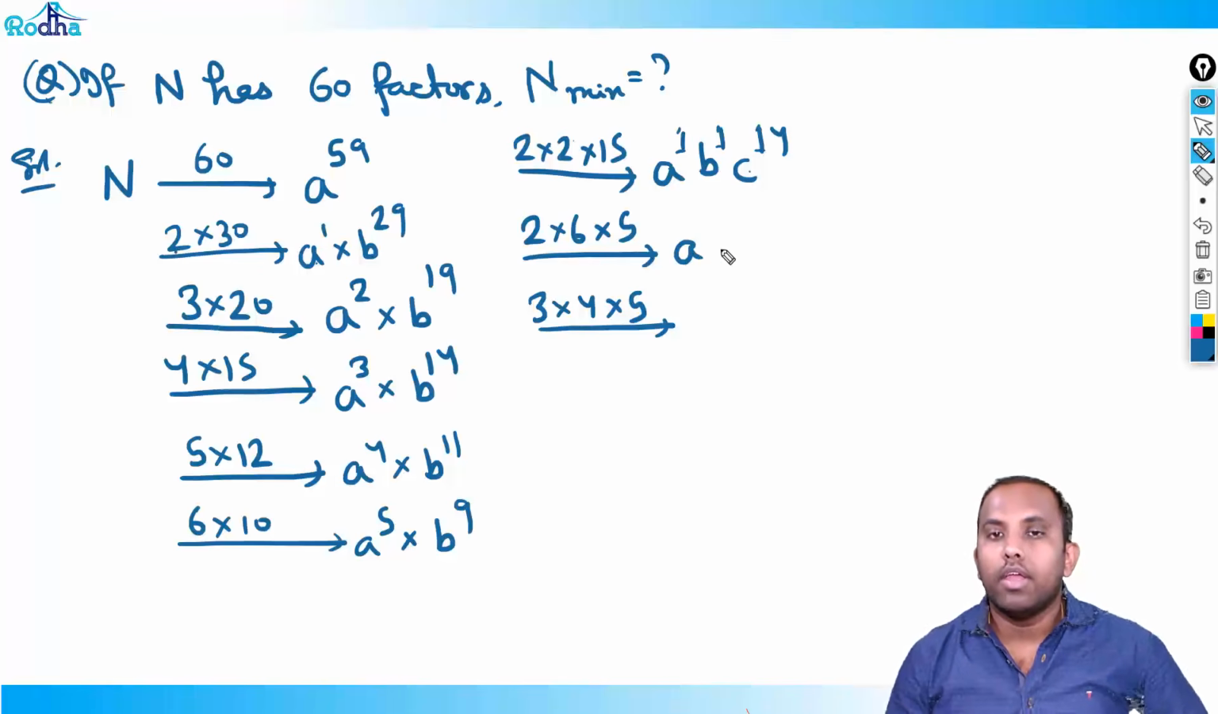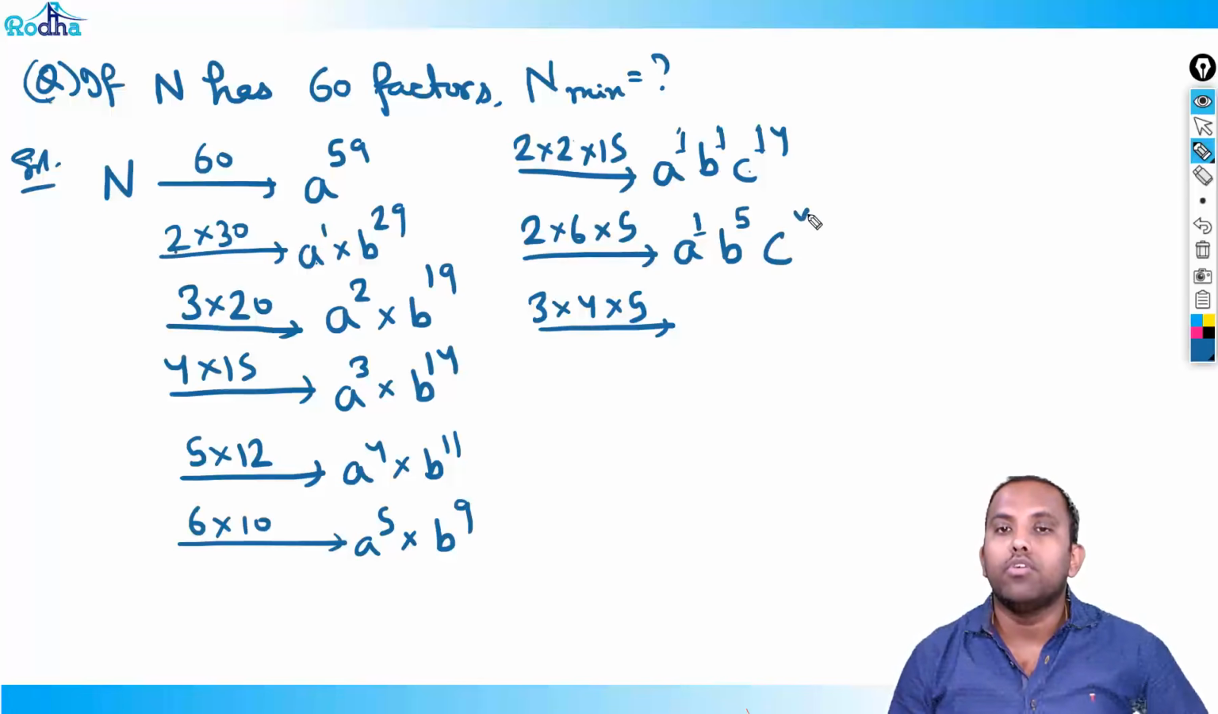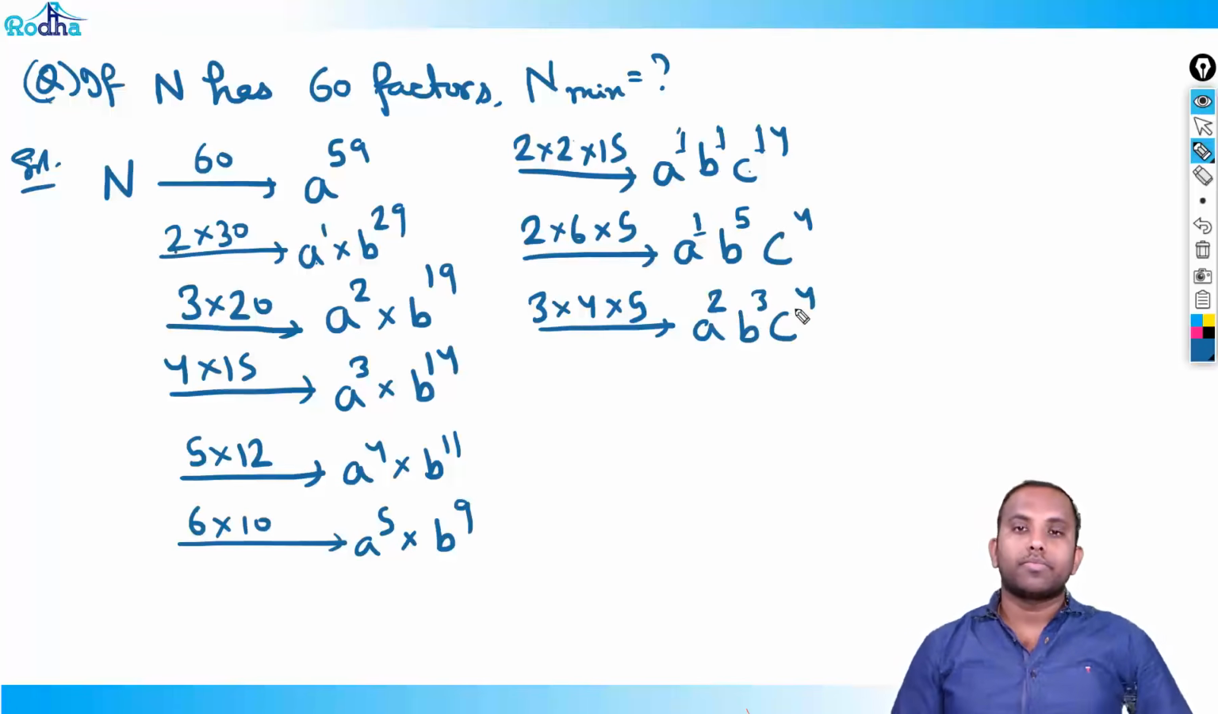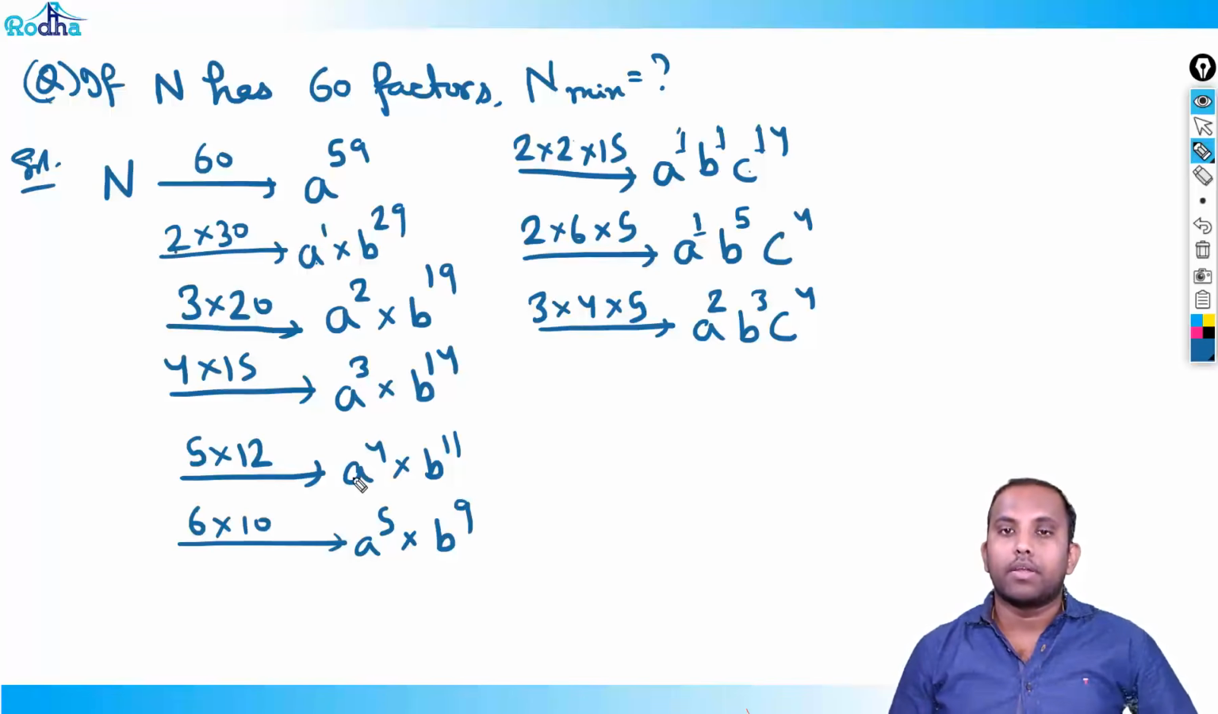Same here also, A, B, C. A has got factor 2, so power 1. B has got factor 6, so power 5. C has got factor 5, so power 4. Here also A, B, C: A has got factor 3, so A square, B cube, C to the 4. Like this, all the possibilities. I am writing it up.